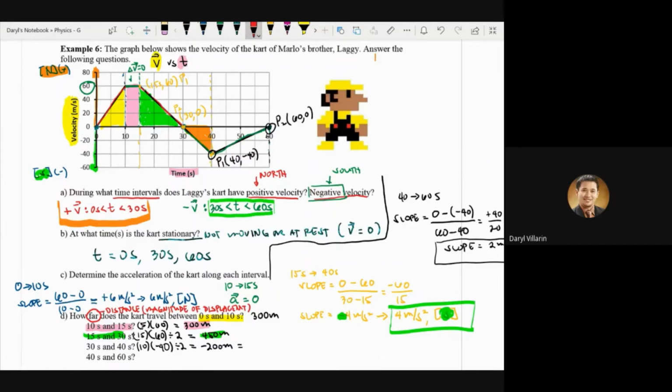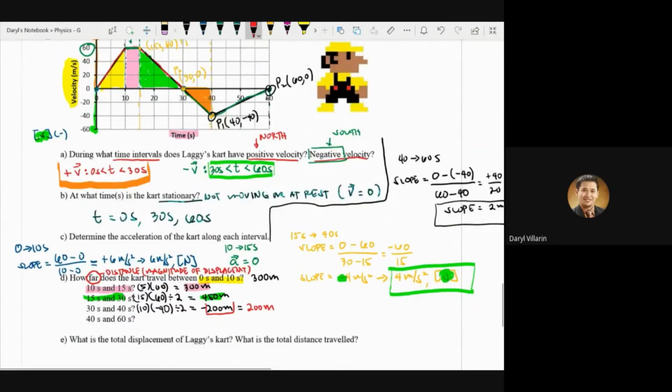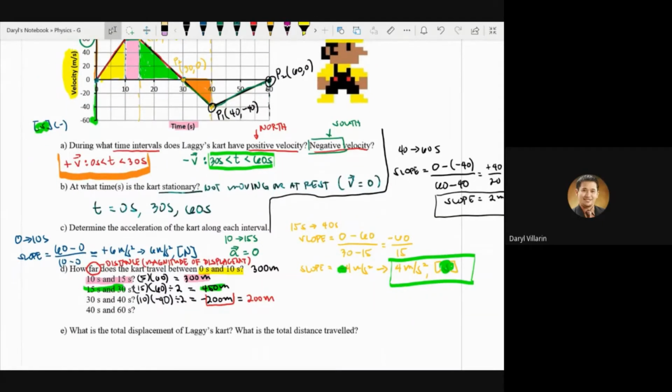Again, the magnitude of my displacement is given by this. So that would be 200 meters. Okay. How far? Again, how far pertains to the distance, the magnitude of your displacement. So that would be that part, 30 to 40 seconds. And yeah, that should give me 200 meters. Again, this is just the magnitude.